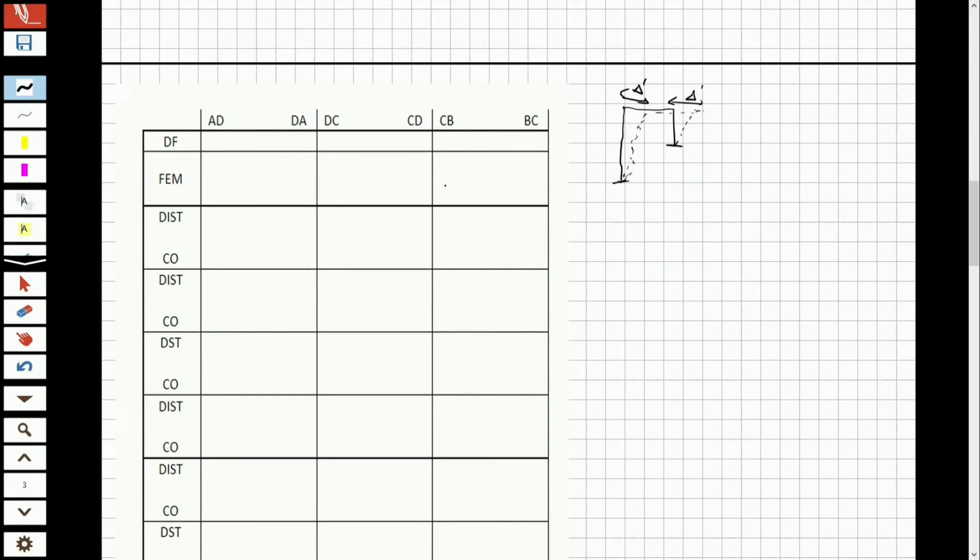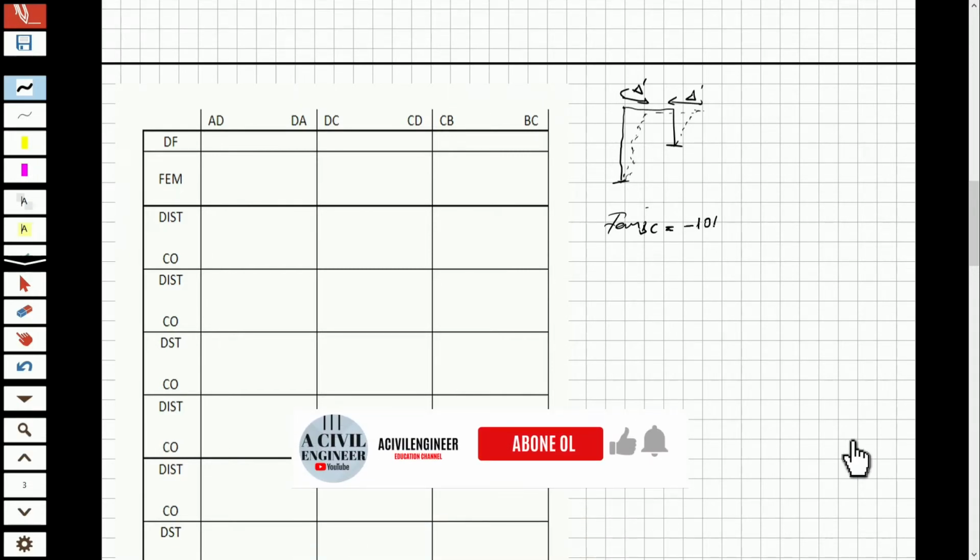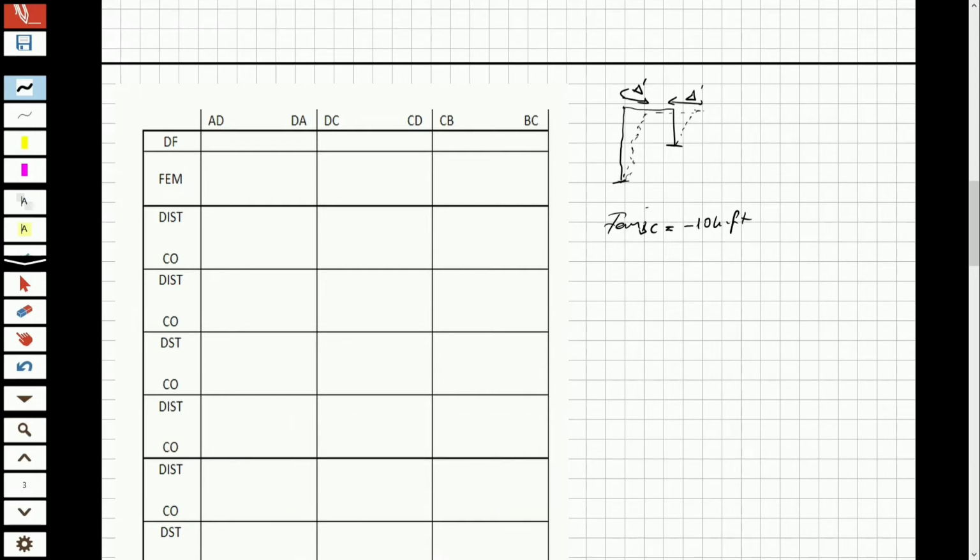Fixed end moment for BC. For example, this is -10 kip-feet. This minus comes from here: if it is in this direction, it's negative; if it is reversed, it's positive. This -10 kip-feet is equal to -6 multiplied with EI multiplied with delta prime over L square for BC. What is L square for BC? 12 square, right? Now we are going to identify the delta prime. Delta prime will be equal to 240 over EI.